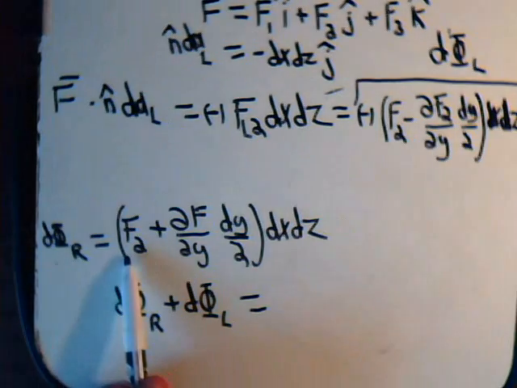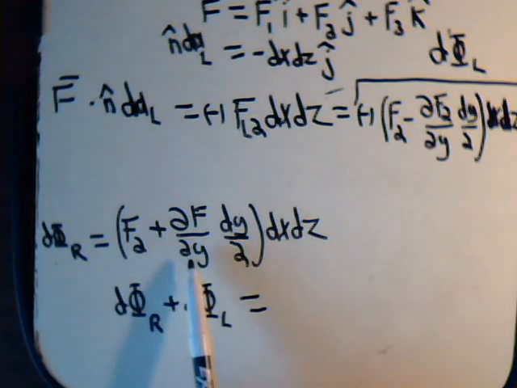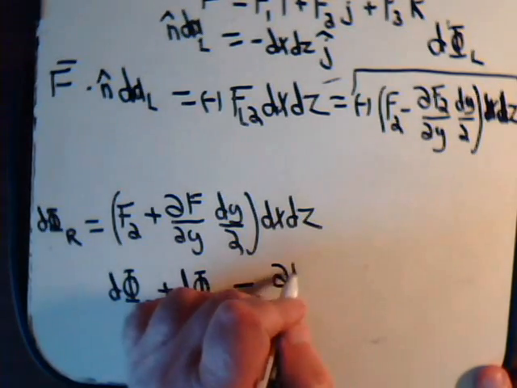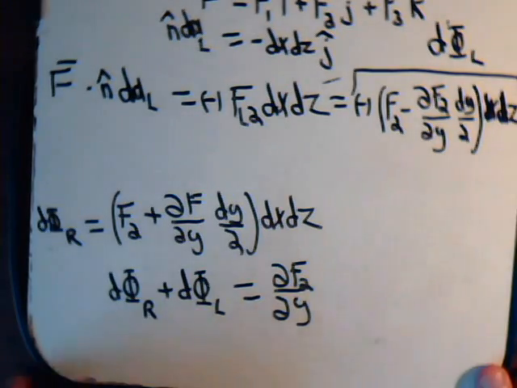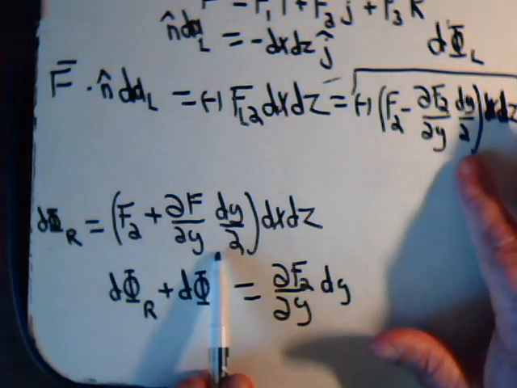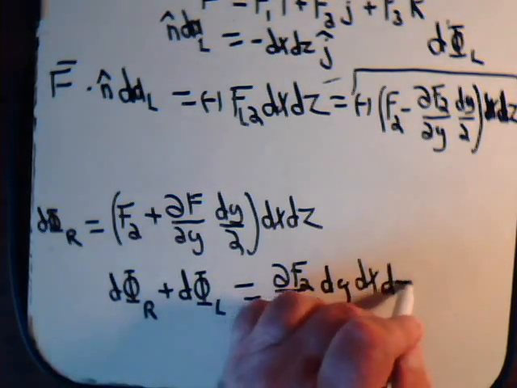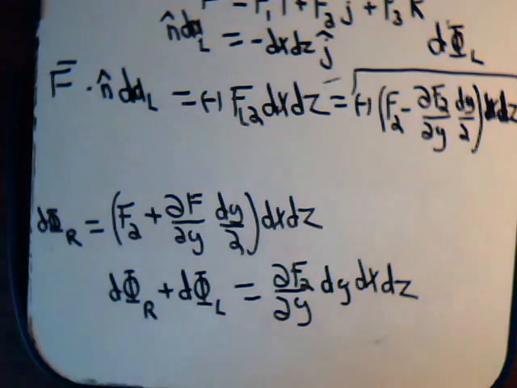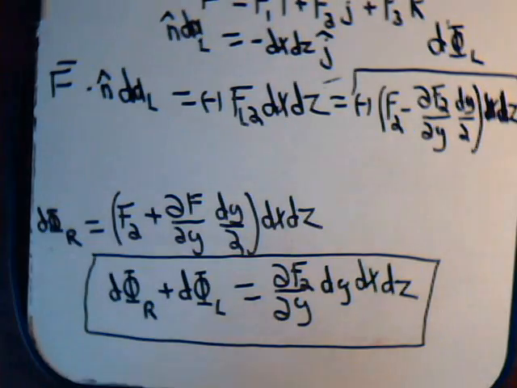f of 2 minus f of 2, that's 0. Then we have this minus negative this. So we have this plus this. That will give us the partial of f of 2 with respect to y dy. When we add these two together, then we have times dx dz. So this then is the total flux for the left-hand and right-hand differential faces added together.